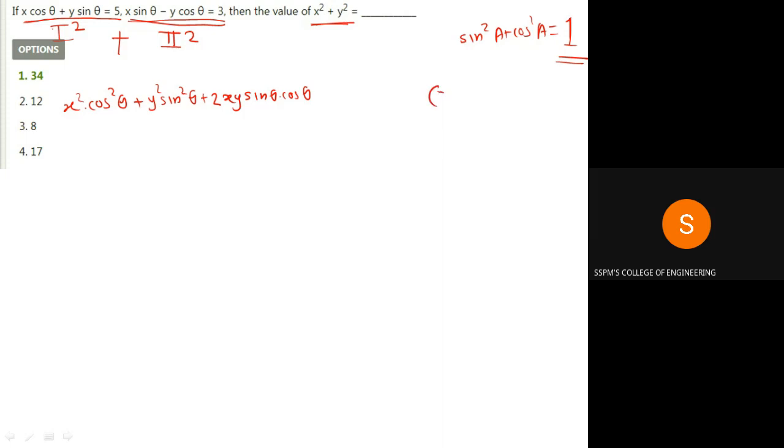So you must have known this: what is (a plus b) whole square? It is a square plus b square plus 2ab. This is a very basic expression, you have to know this. So by using this law, we have found the square of the first expression. Now the second expression: it is x sin theta minus y cos theta.